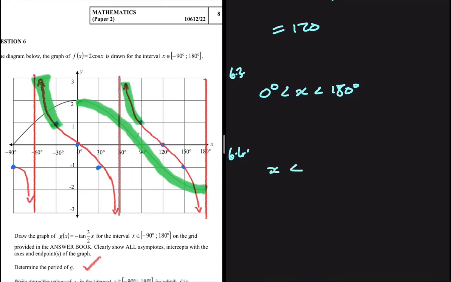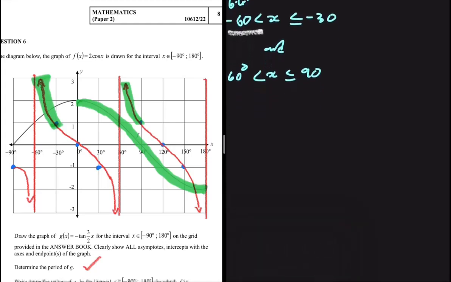When x is equals to minus 30 degrees or less, and when x is greater than minus 60 degrees, our condition is satisfied. Obviously, we cannot include minus 60 because our function is undefined at that point. And when x is equals to 90 or less and it is greater than 60 degrees, let's look at 6.5.